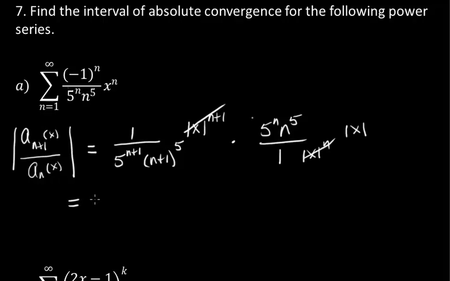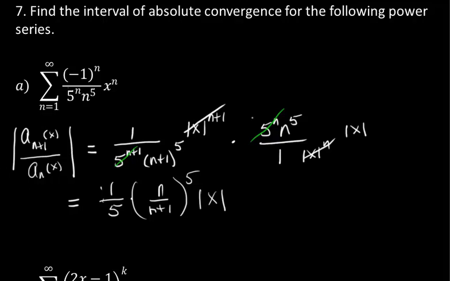And let's see, let's rewrite this in a way where you can see the limit. You have 5 to the n over 5 to the n plus 1 gives us, just in the denominator, we have 1 over 5. Then we have n to the fifth over n plus 1 to the fifth, which is n over n plus 1 to the fifth. And we have our x's canceling, and that's the only place we need to put the absolute value signs, because n is a positive integer. There's no need for any other absolute value signs.